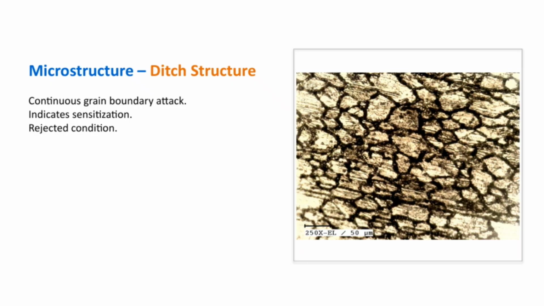Recognizing these features helps us understand how the material may perform under different conditions and guides us in making improvements. Overall, identifying such microstructural signs is crucial in assessing material health and ensuring reliability in our applications.